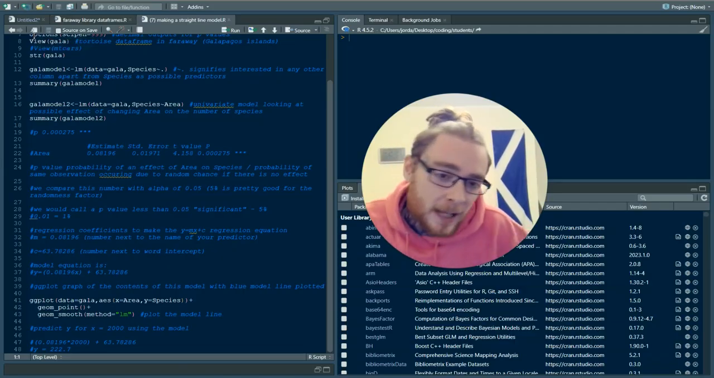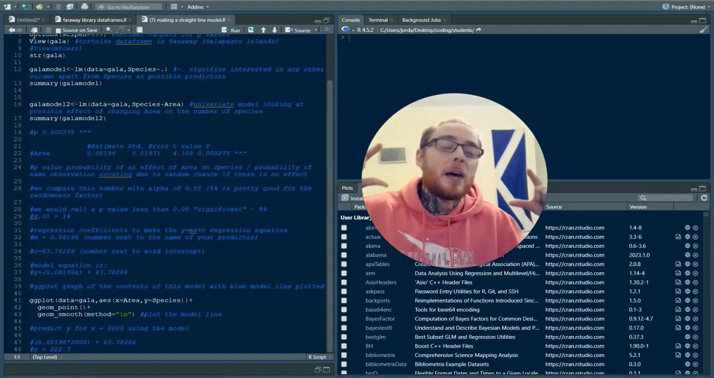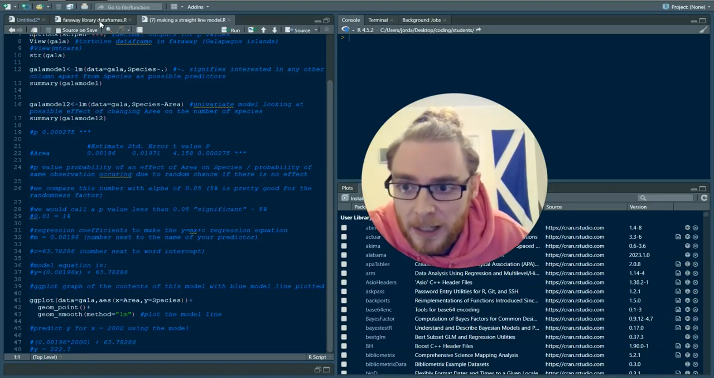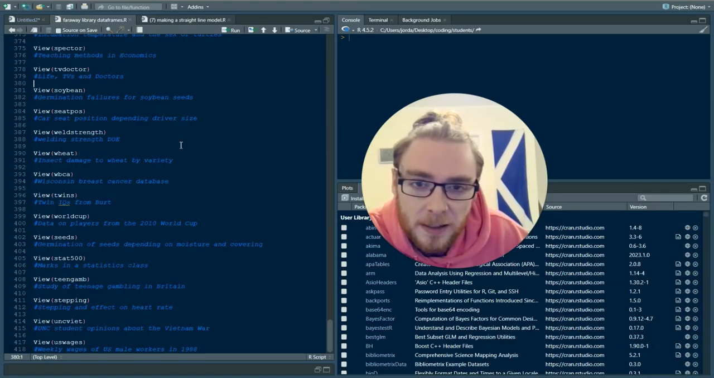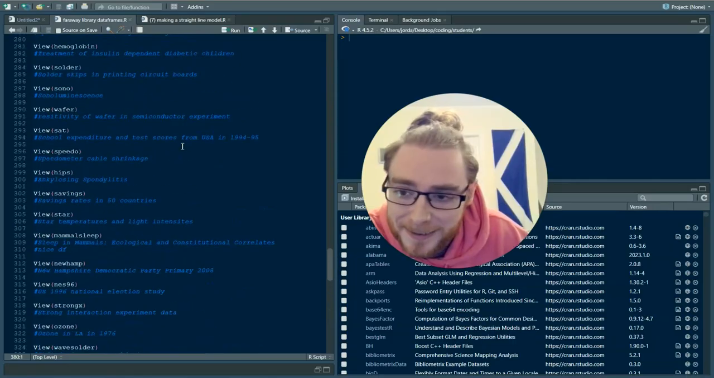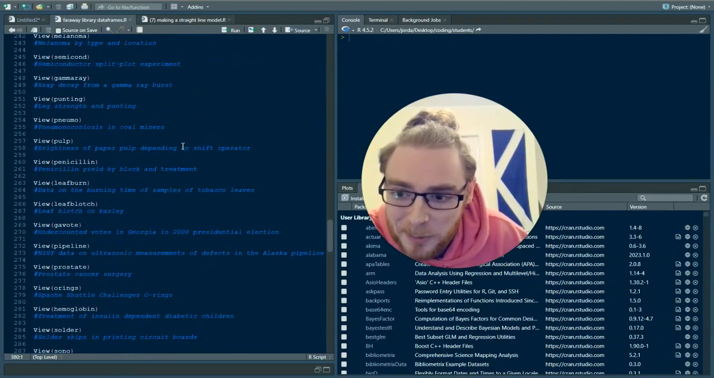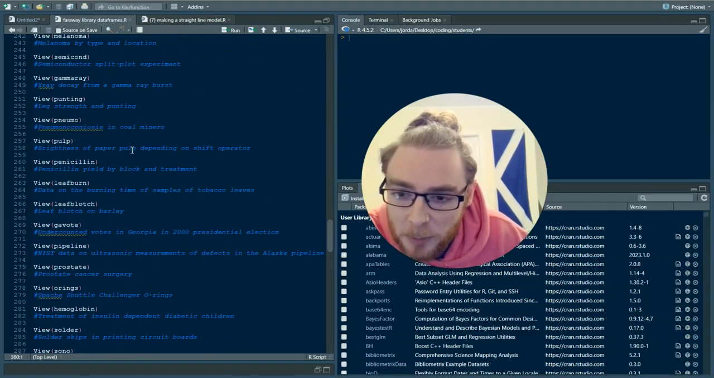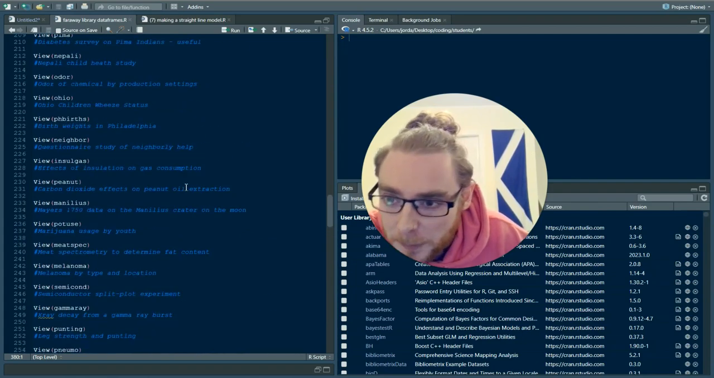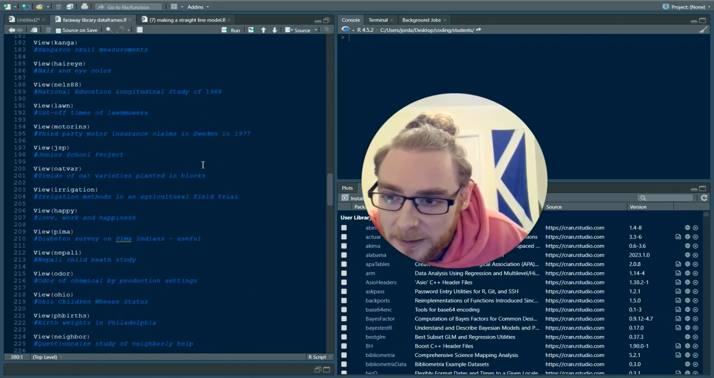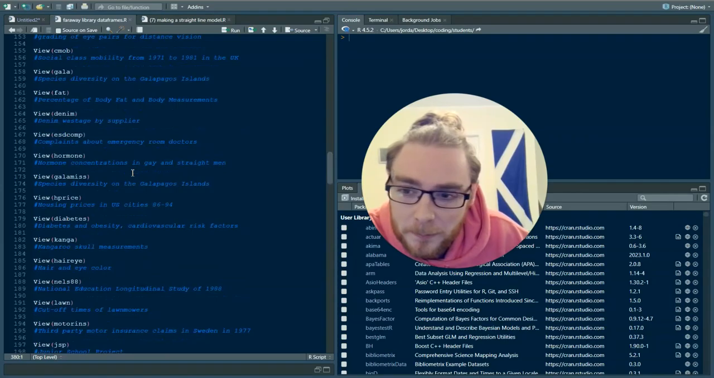So the next thing I'm going to say is we're going to work with a different data set in the faraway library. The faraway library contains hundreds of data sets, data frames, and I like this because they're all on totally different subjects. Look, view pulp: brightness of paper pulp depending on shift operator. Diabetes survey on Pima Indians. Hair and eye color. Percentage of body fat and body measurements.